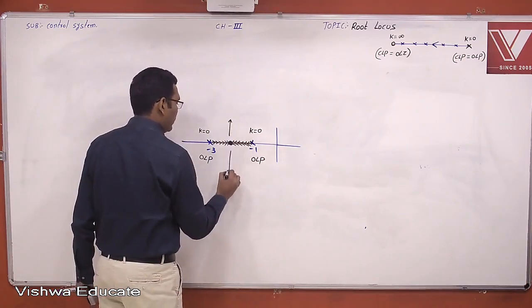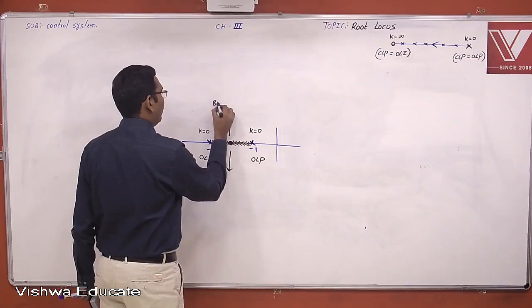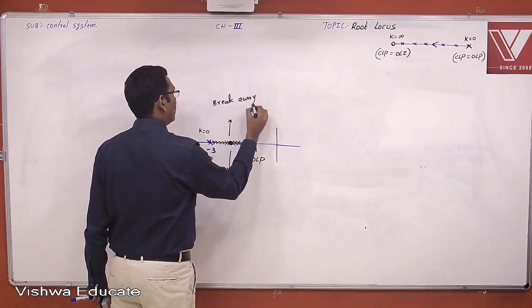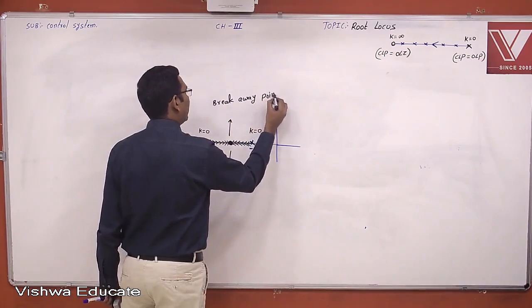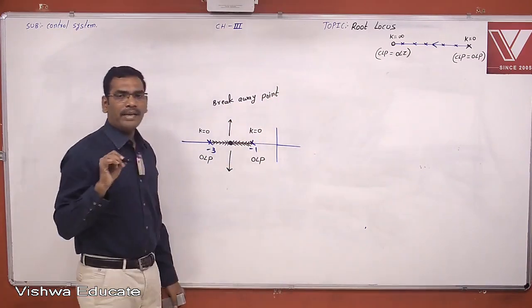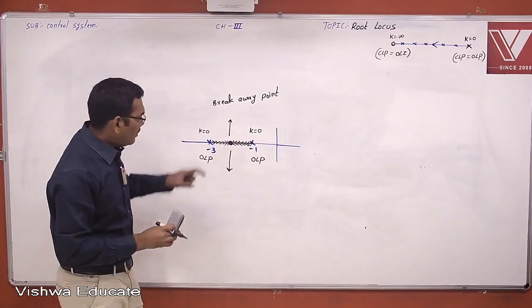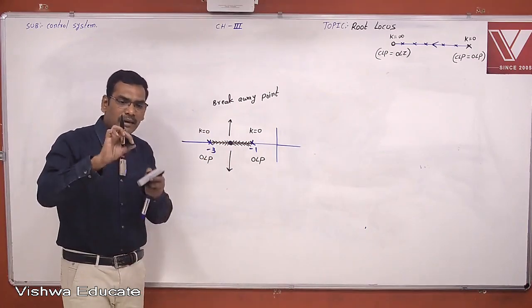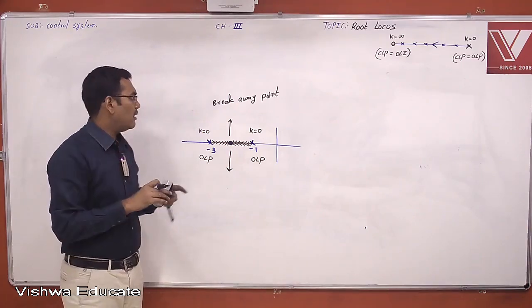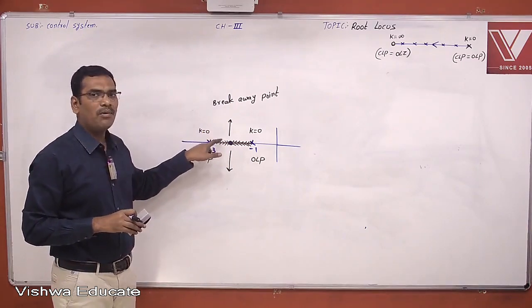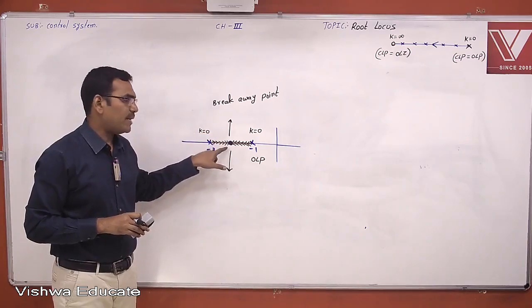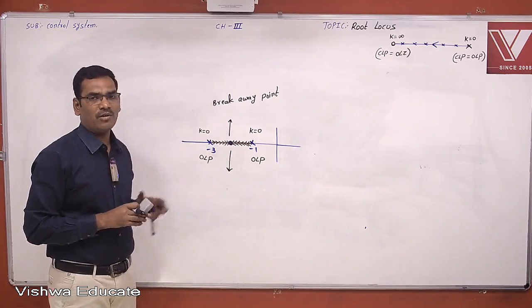Note down the definition. What is a breakaway point? A breakaway point is a point where the root locus branches leave the real axis. At that particular point, that point is called the breakaway point.